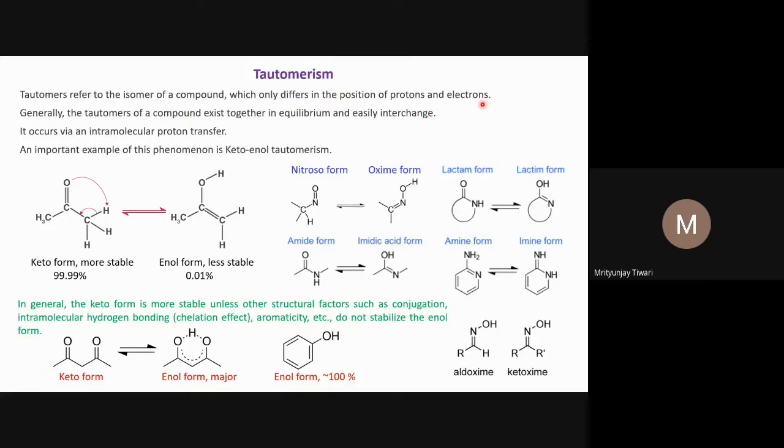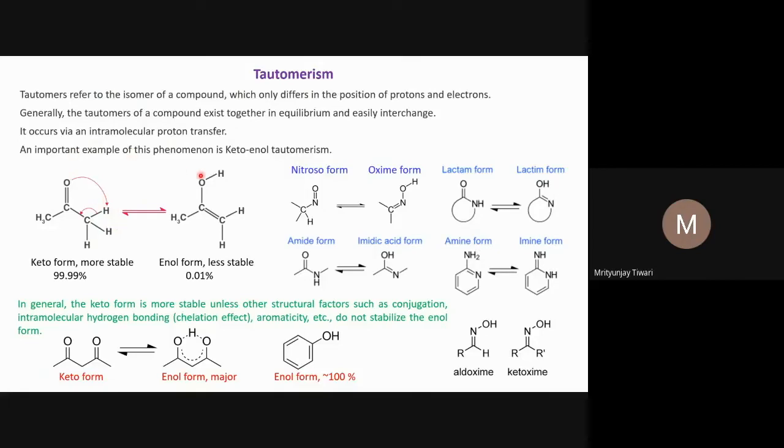So tautomers refers to the isomers of a compound which only differ in the position of protons and electrons, and the two tautomers are always in equilibrium. You can see the equilibrium sign here in all the examples that we have seen. Generally, the tautomers of a compound exist together in equilibrium and easily interchange, and it occurs via an intramolecular proton transfer, meaning the proton transfer within the molecule. Intra means within.